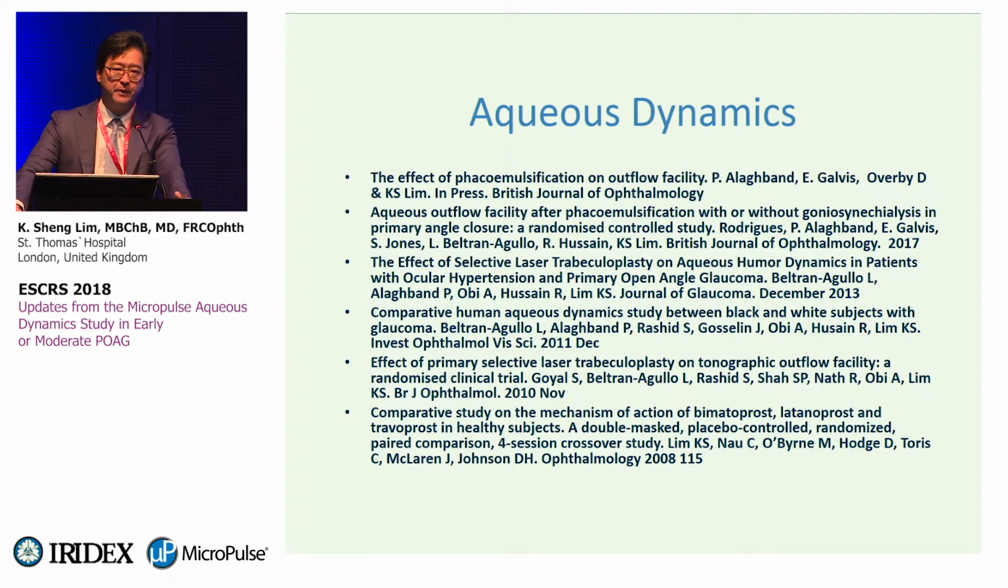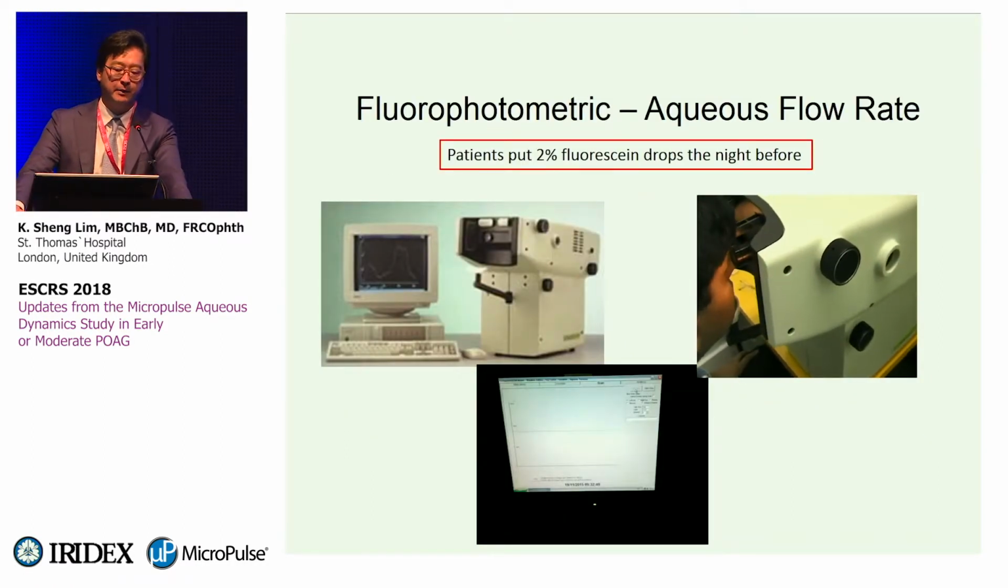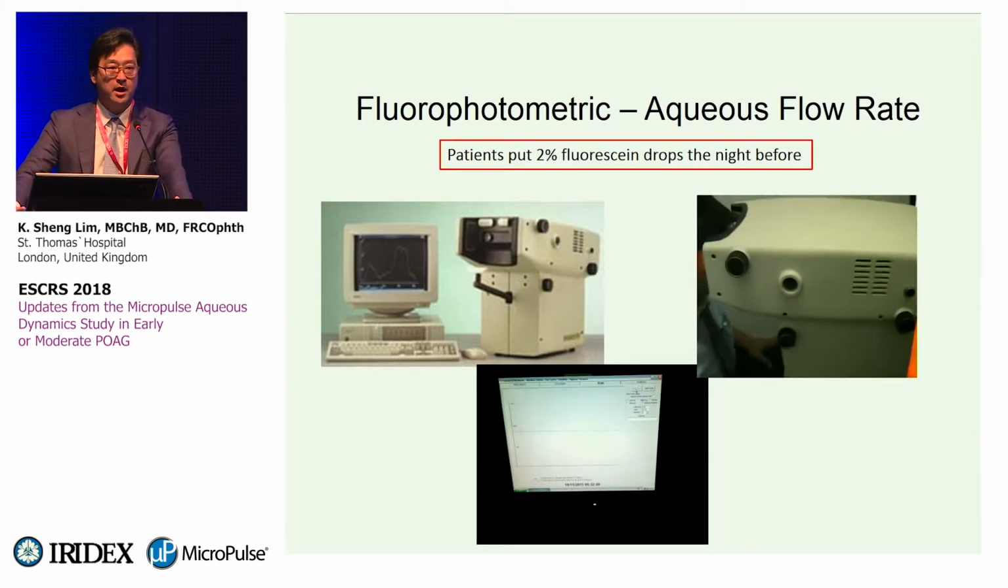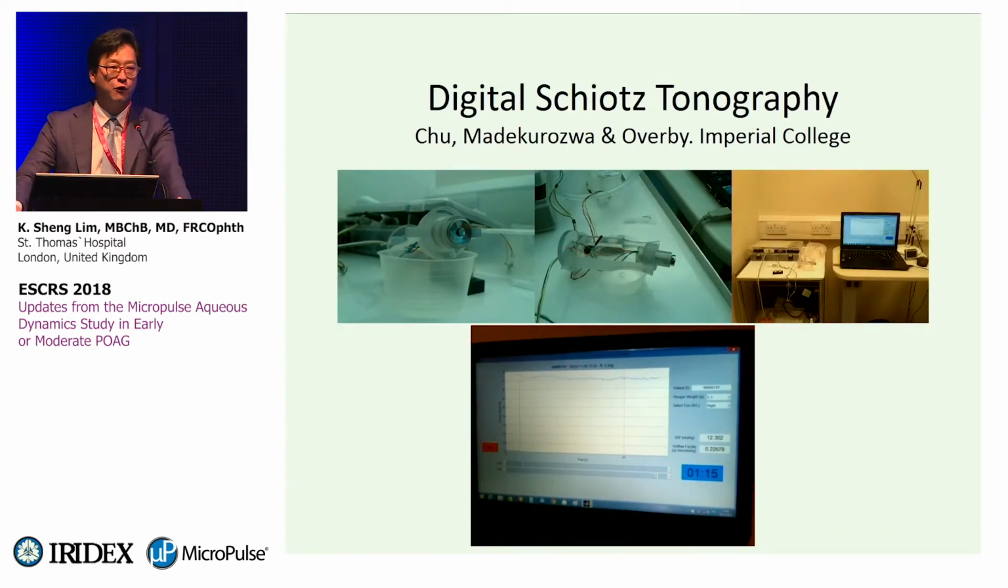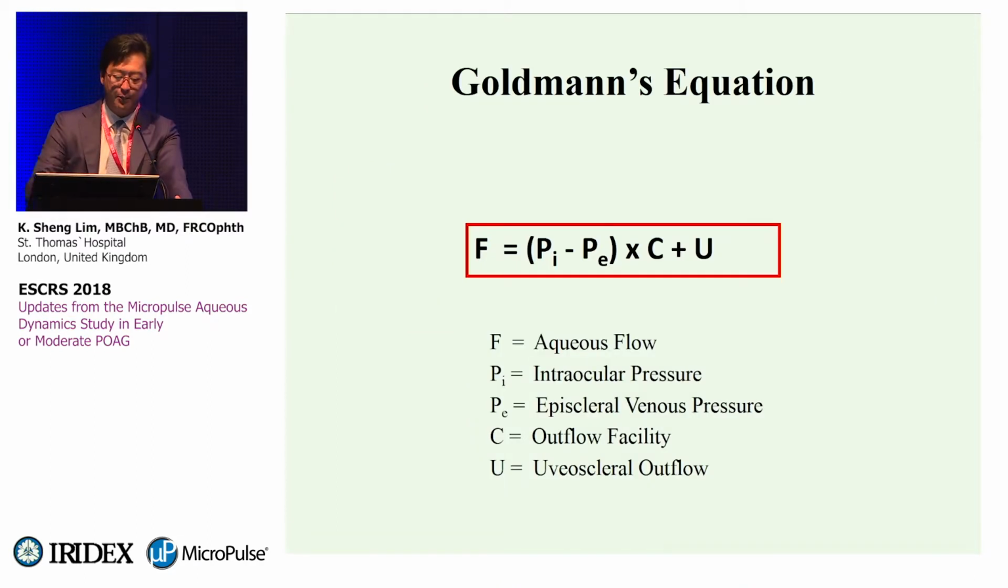These are selected publications from my group, from my lab, regarding aqueous dynamics, if you want to learn about it. Essentially, we have techniques in my lab to measure the aqueous flow rate using fluorophotometry, and we can measure the outflow facility using a tonography machine. Couple that with the Goldmann equation, which I'm not going to bore you with, and you can essentially calculate the effect of any kind of glaucoma treatment on the outflow, uveoscleral outflow, trabecular outflow, and aqueous production, with some strict criteria that have to be fulfilled.